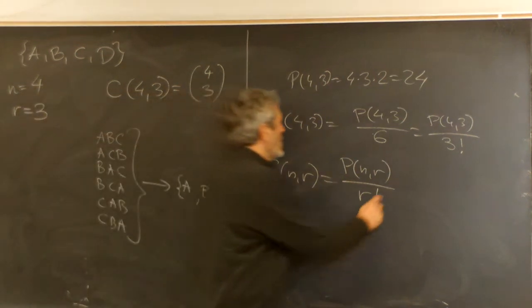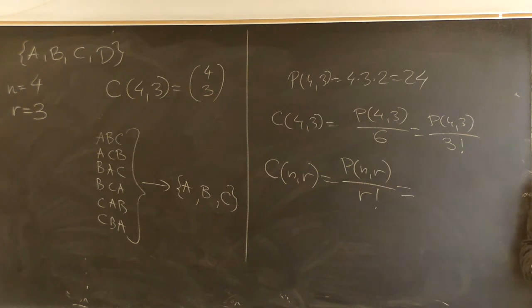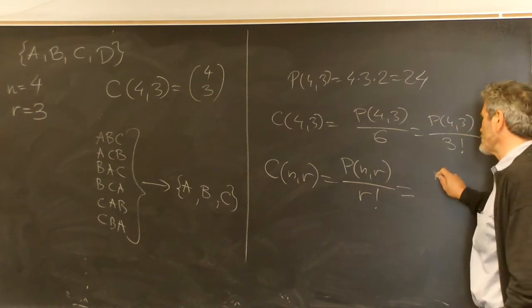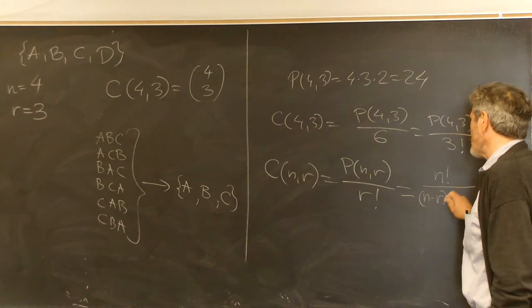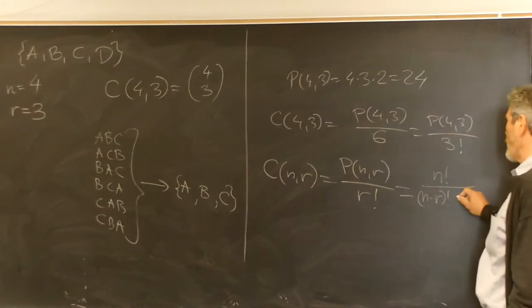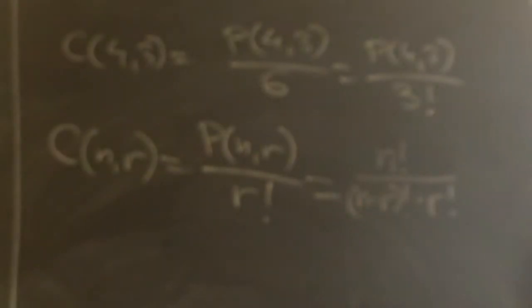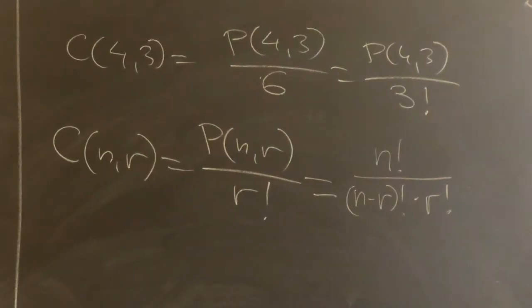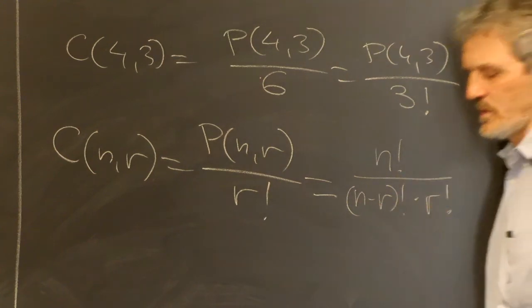Then if we recall what the formula for PNR was, what was that formula? If you remember last time, it was n factorial divided by n minus r factorial. That was what we had from before, now also divided by r factorial. This is the famous formula for combination. It's n factorial over n minus r factorial times r factorial.